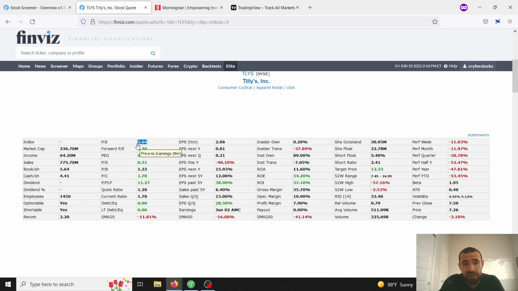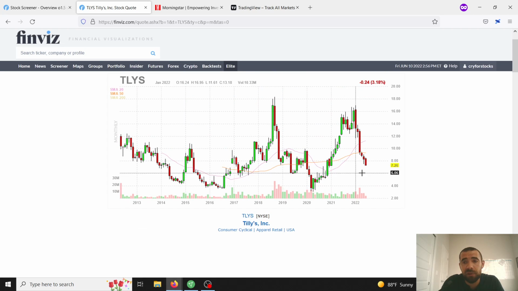That's the price to earnings that we are searching for. Income 64, no dividends. All right, quick ratio 1.2, 1.7 current ratio, not bad. They have zero debt, which is really good. And they have pretty good cash per share, 441 compared to the price. So it's like they have a lot of cash in their pockets.